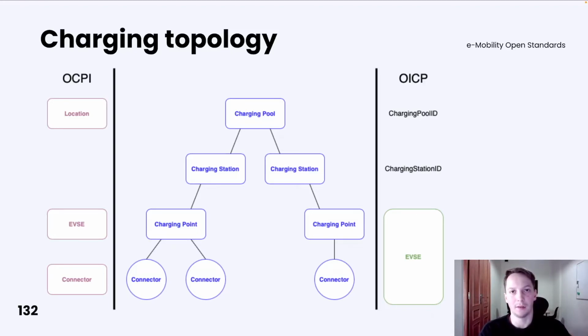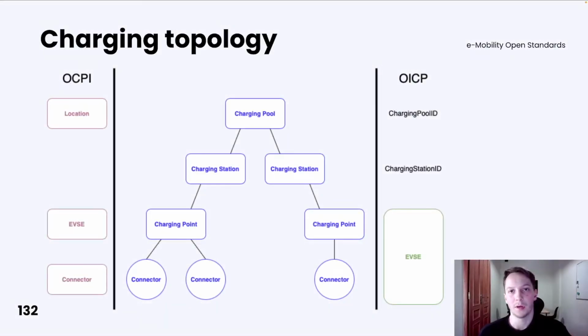OCPI at the highest level has a location, which can be related to a charging pool. Charging station level is omitted, so the next level is EVSE. EVSE in general is the same concept as a charging point, as far as I recall there are small differences. At the lowest level we have connectors, which is almost the same as for the European standard.